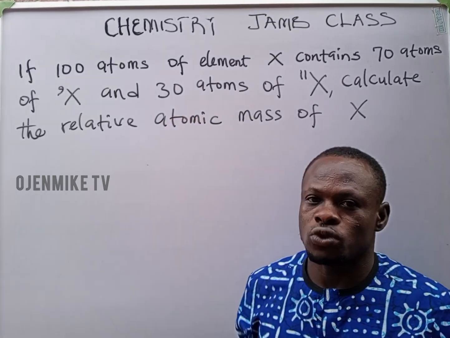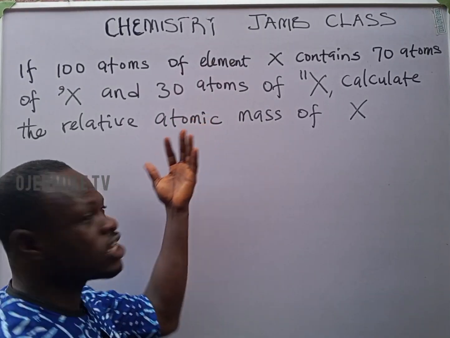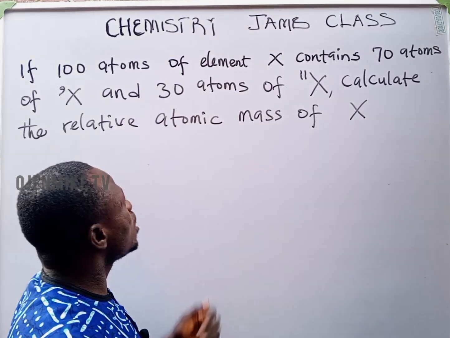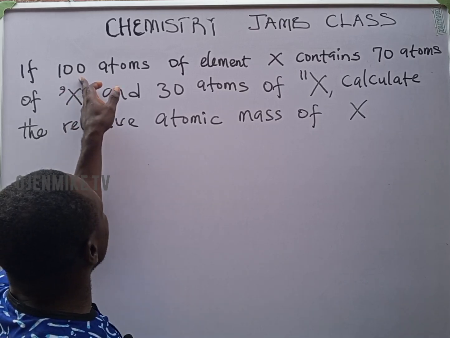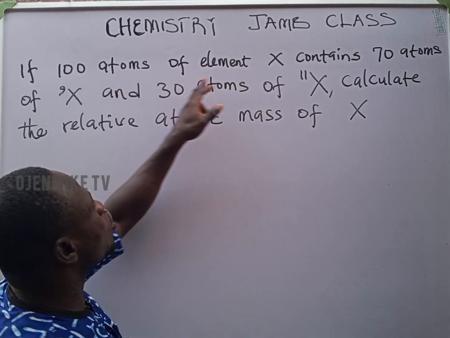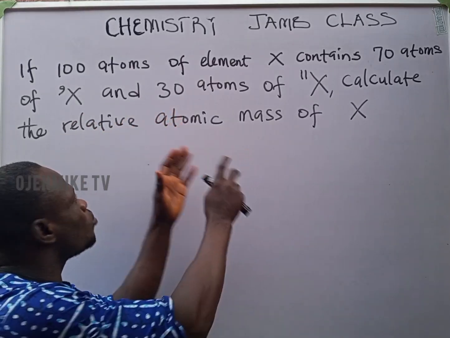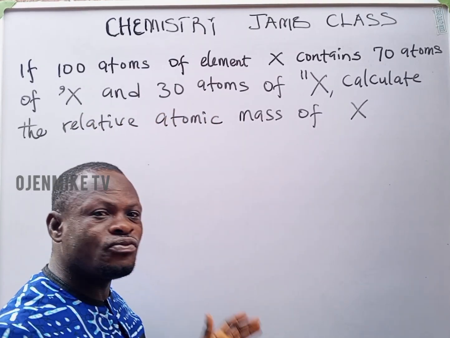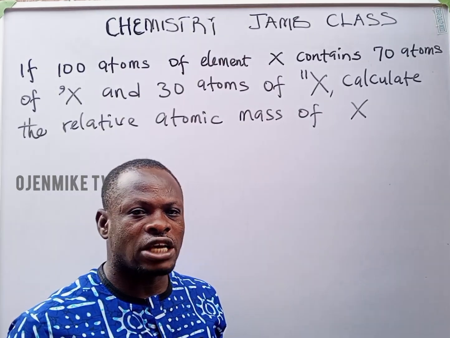Let's take a look at this question. Anytime you see a question like this in chemistry, just identify where the problem is coming from. Now, in this case, we have: if 100 atoms of element X contain 70 atoms of what, this question, me looking at it, it is coming from what? Isotopy. And it is very, very simple for you to calculate or solve problems involving isotopy.